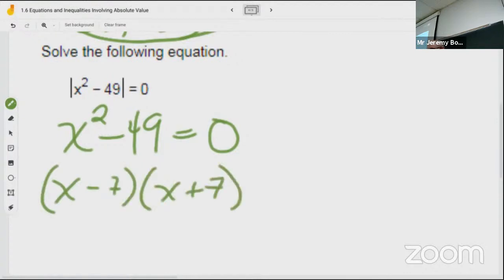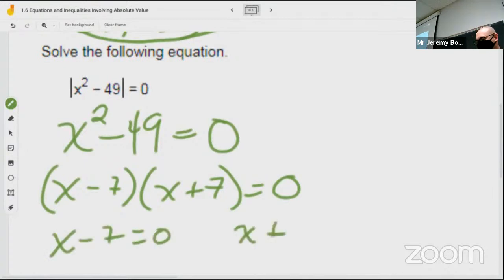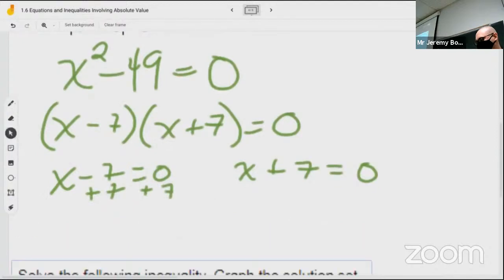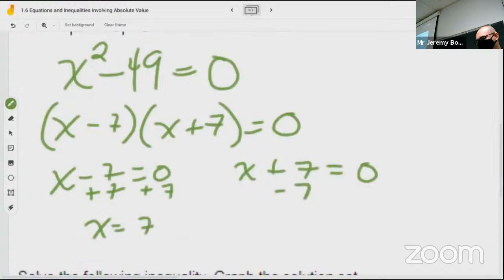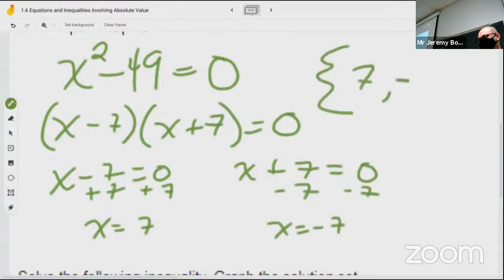It's the difference of 2 squares. So it could be x minus 7 times x plus 7 is equal to 0. Zero product property, not rule. x minus 7 is equal to 0, and x plus 7 is equal to 0. Add 7, you get x is equal to 7. Subtract 7, x is equal to -7. So my solution set is going to be 7 and -7.